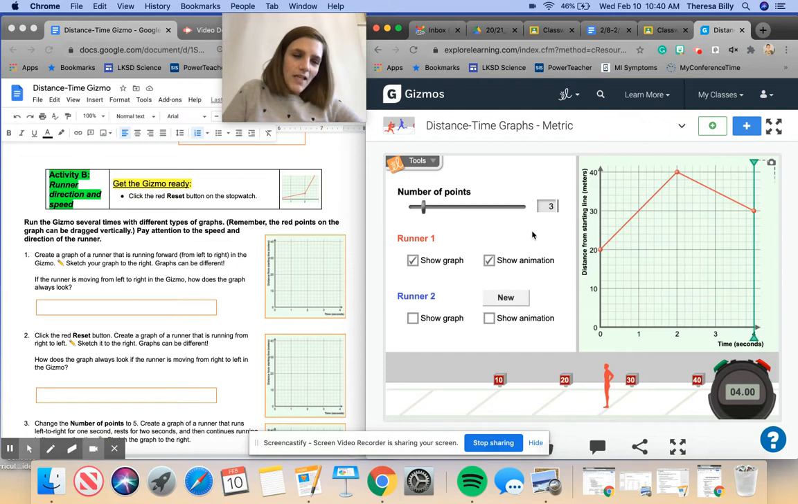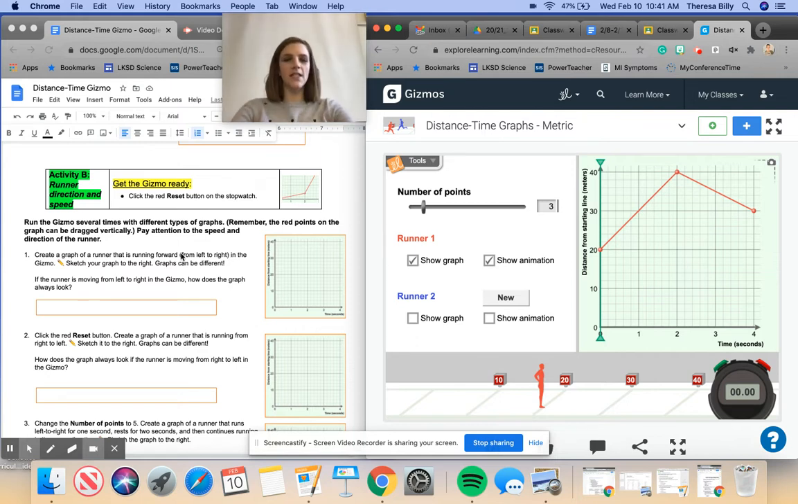This video is going to tackle activity B of the distance versus time graphs Gizmo that you guys are working on. In activity B, we are looking at runner direction and their speed and how that's portrayed on the graph. So as always, make sure you read the Get the Gizmo Ready part. It says click the red reset button to reset the stopwatch. The graph, I think we're just gonna leave it as is for right now.